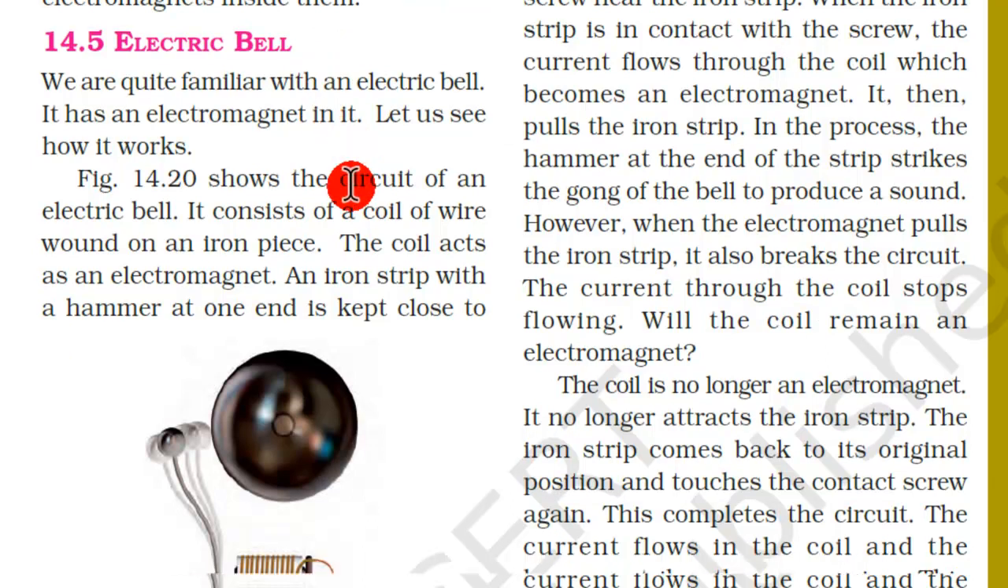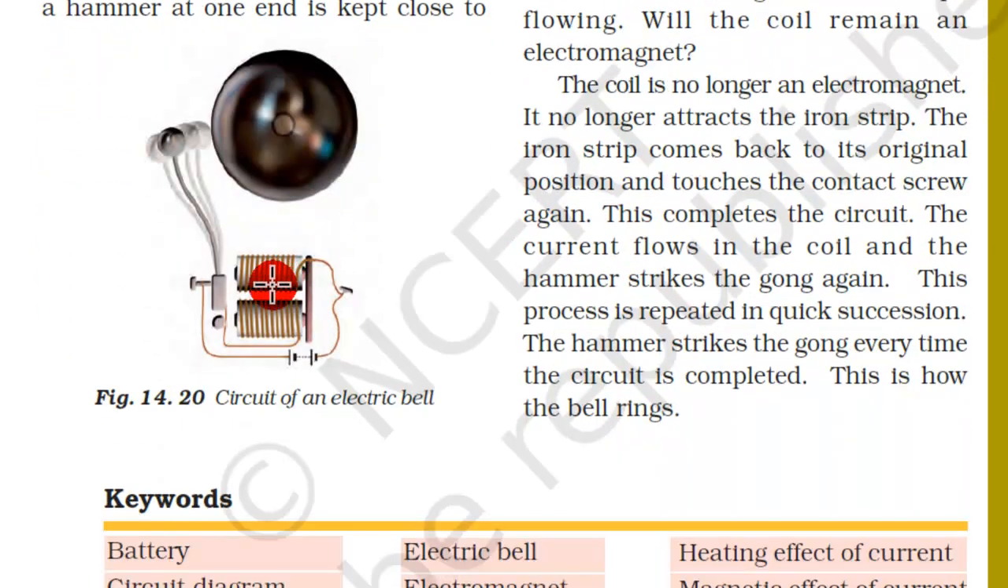Let's see the working principle of an electric bell. The electric bell here has a battery, a gong, and a coil. When this electric bell is switched on, the gong starts hammering, which produces sound. Let's see how the electric bell works.